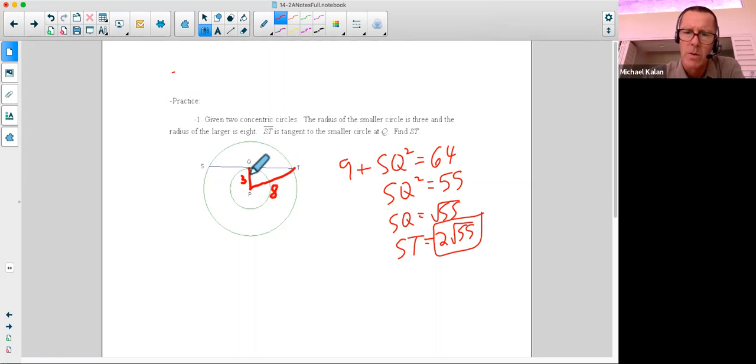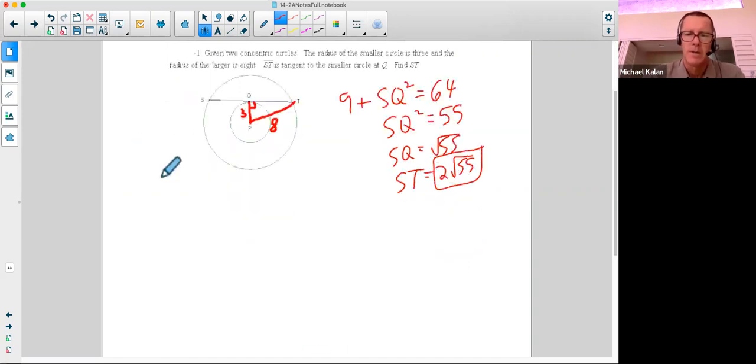And what do we know about right here? What do we know about a radius to a tangent? Aha, we know that it's perpendicular. We have a right triangle, don't we? So 9 squared plus, well, I did SQ squared, but TQ squared doesn't really make a difference, equals 64. And we end up getting root 55 for SQ, but we know that SQ and TQ are congruent, right? They're the same length because I could have done the 8 over here and it would have been the same right triangle. So it's 2 root 55. Okay, awesome. So that was it on that page.